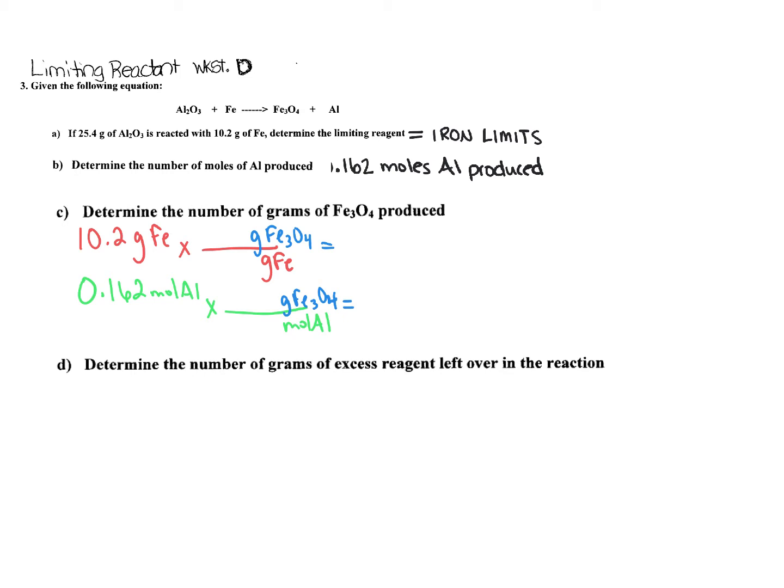So according to my balanced reaction, I need 9 moles of iron. Well, if you remember from the previous problem, 9 moles of iron was 502.65 grams. So that would go down there on the bottom. We also know how many moles of aluminum it's going to make. From our balanced reaction, we know 8 moles of aluminum are needed.